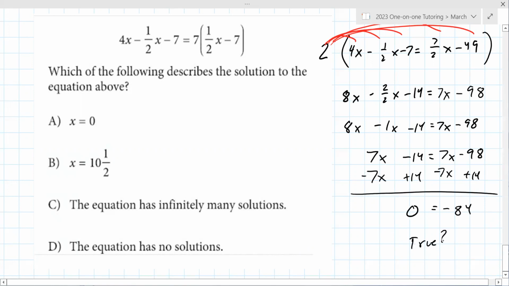No. So we know it's not A and B, because we didn't get x equals 0 or x equals 10 halves. In fact, there's no x. So now you're down to C and D. This is one of those things they teach you in the classroom, but maybe you've forgotten in the case of having not done these in a while. Do you remember the difference between infinitely many and no solution when it's in this form? If it's the same number on both sides, it's infinite. Yes. And if it's not equal, then no solution.